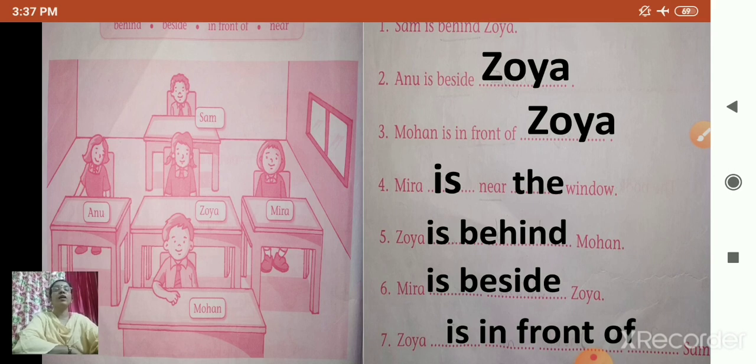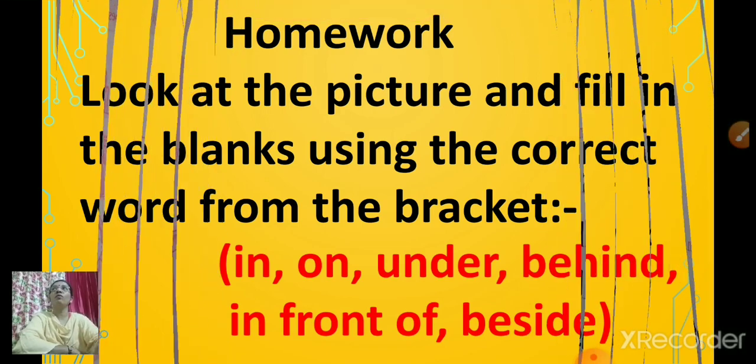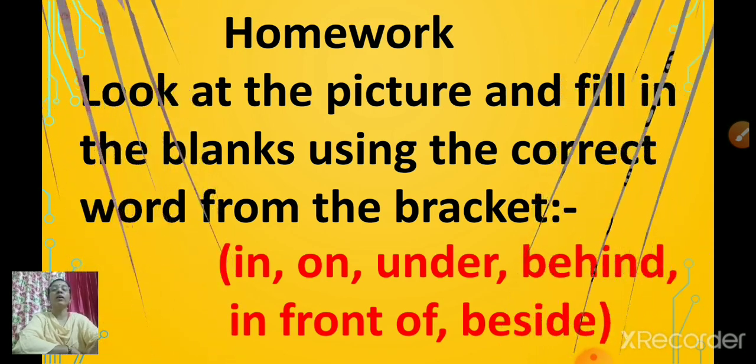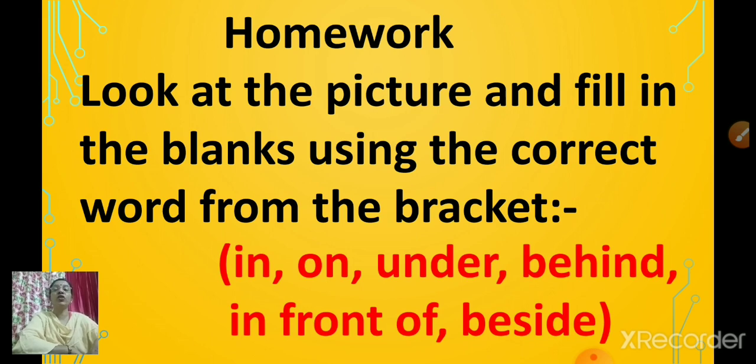Understood? So children, this Active English workbook activity you are going to note down. You are going to write in your Active English workbook. Is it clear? Now I am going to give you homework. What is the homework? Look at the picture and fill in the blanks using the correct word from the bracket. You can see the words are given in the bracket. These words you have to use for completing the blank. So you have to observe the picture properly first.